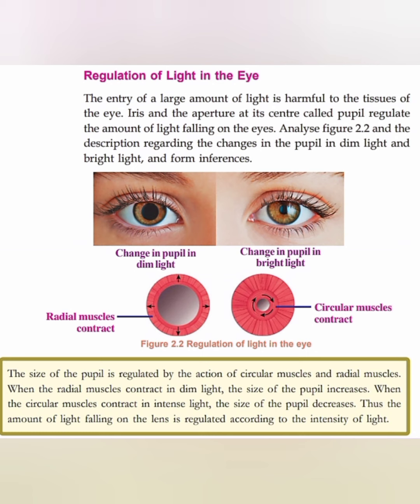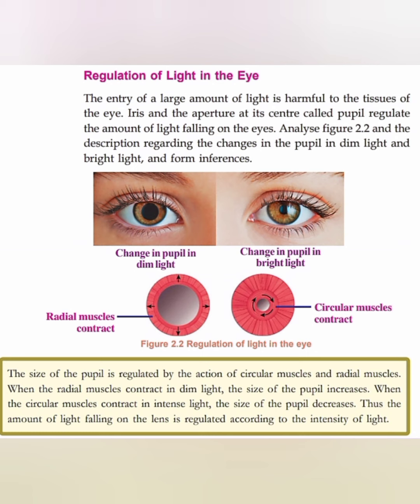What makes the pupils act like this? We can study that. There are two muscles named radial muscles and circular muscles. They take part in this play. That is, the size of the pupil is regulated by the action of circular muscles and radial muscles. Listen carefully. The size of the pupil is regulated by the action of circular muscles and radial muscles. Those muscles can be seen in the diagram in this slide.